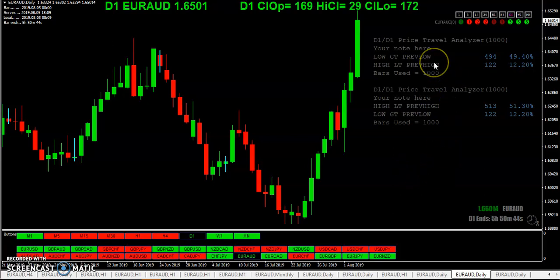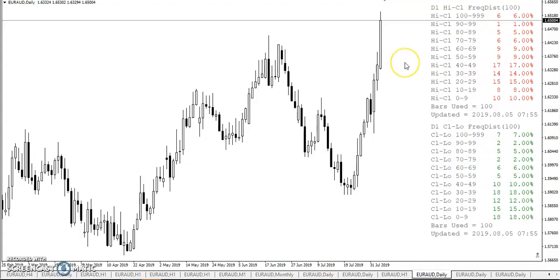So if the low is greater than the previous low and the high is less than the previous high, you got an inside bar, right? And so you've got inside bar opportunities about what? 1 out of 8, 1 out of 7 days. You can see these inside bars here. Haven't had one in a while. 20 days, right? Okay, high to close frequency distribution.